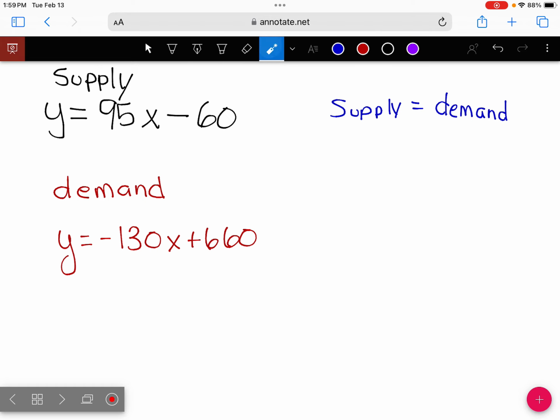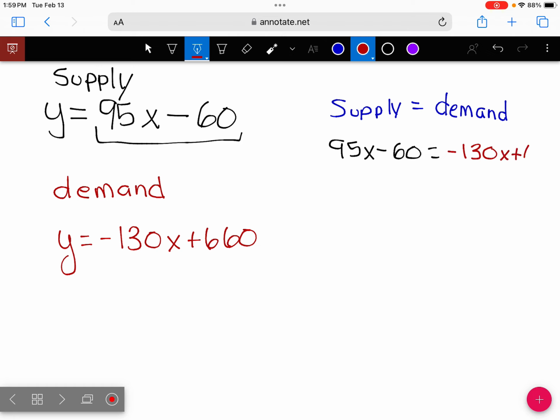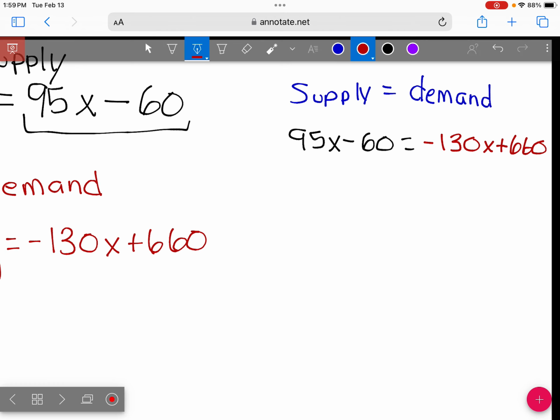I know that the supply equals this equation, and I know demand equals this equation. So supply is 95x minus 60, and demand is negative 130x plus 660. So I have two equations, so we can solve this. What we're really doing is setting the y of my supply equal to the y of my demand, because we want to know when they equal each other.